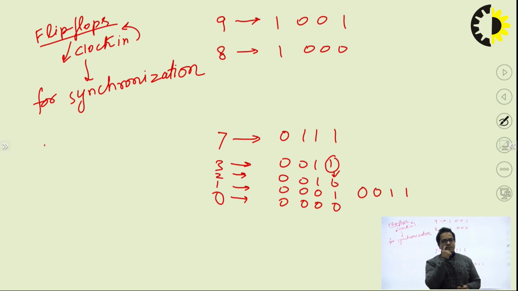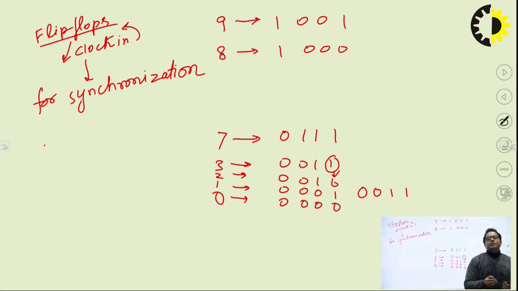So if a question is asked in your exam, like write a point of difference between the latch and the flip-flop, the first point of difference will be in terms of synchronization. You can write the point in terms of a clock: in the latch there is no clock signal available, whereas in the flip-flop we have a clock signal for proper synchronization, right?